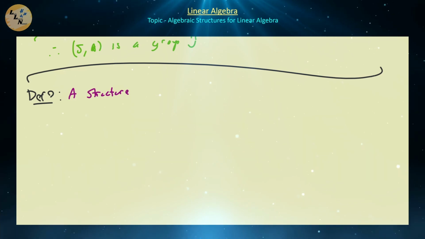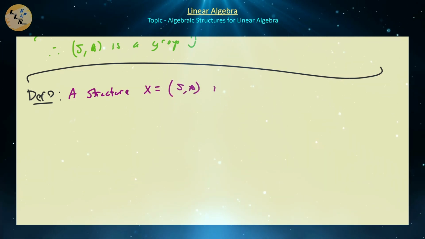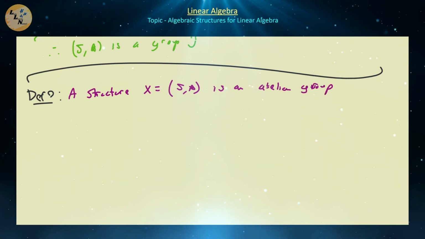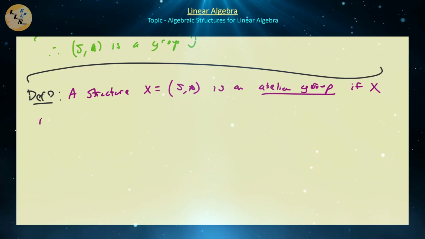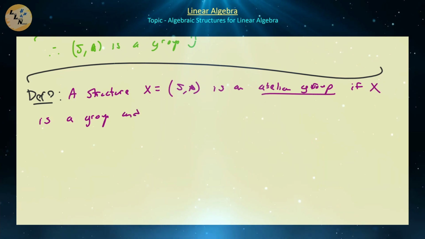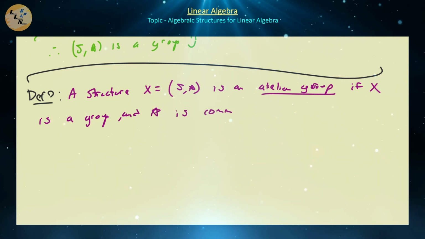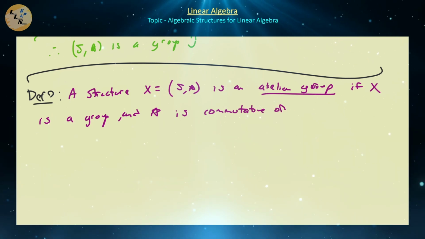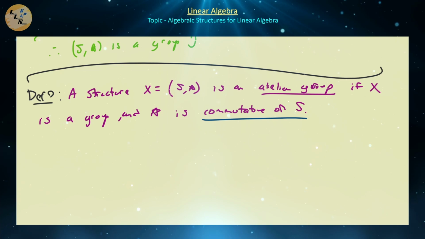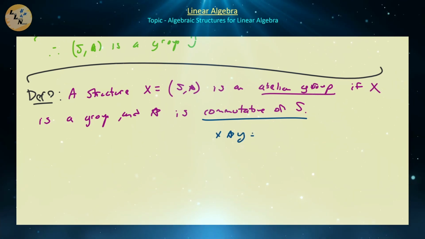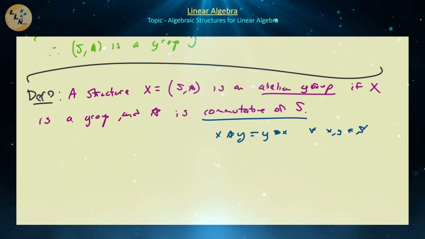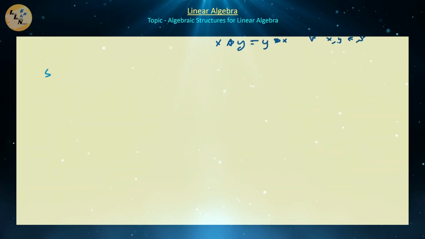A structure S star is an abelian group if, firstly, S is a group and star is commutative on S. So what do we mean by commutative on S? That means x star y equals y star x for all x, y in S. So let's see if our set of invertible matrices under multiplication is an abelian group, because we've already proven that it is indeed a group, but is it an abelian group?